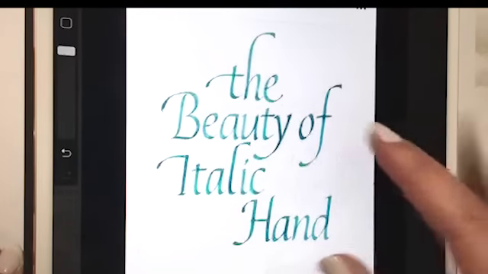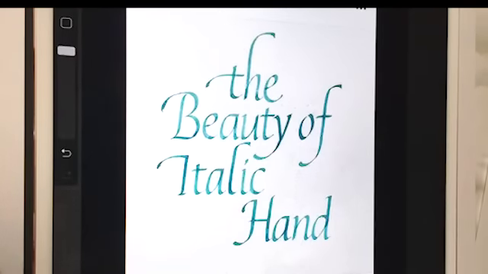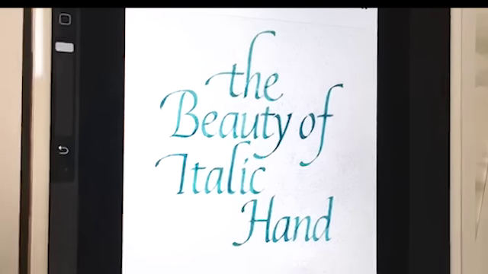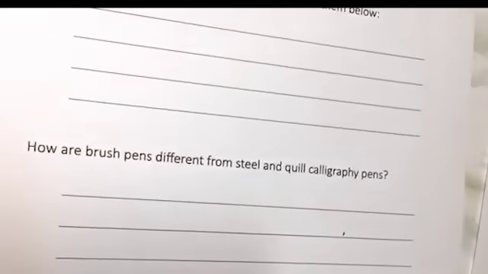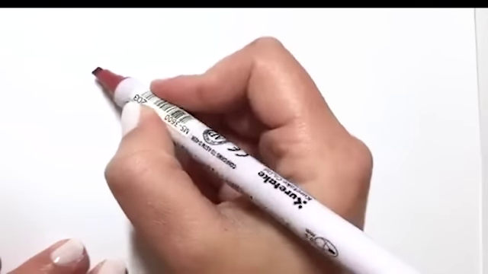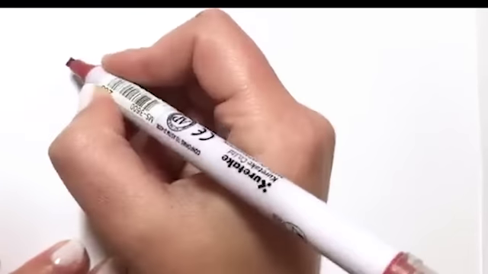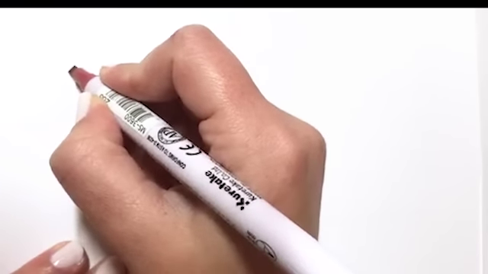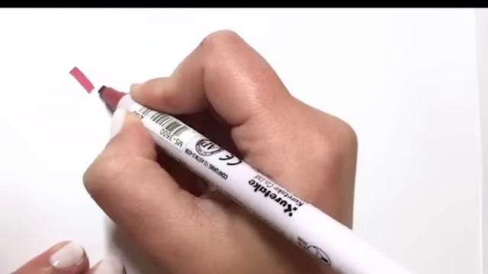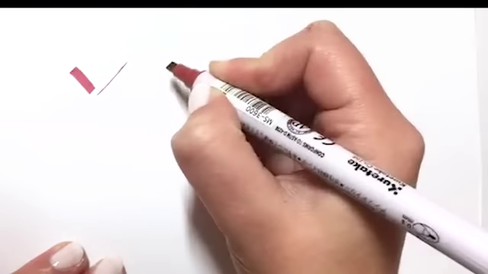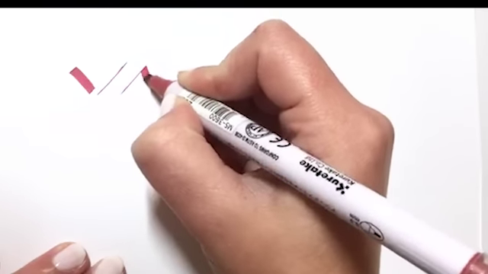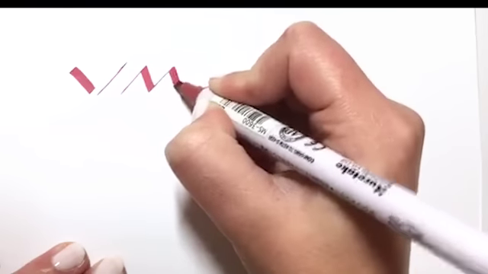So this script is called italic calligraphy, and it's created using what's called a broad edge pen. So I'm just going to get a piece of paper over here and show you what a broad edge pen looks like, just so that you can see. A broad edge pen looks like this. It's like a chisel tip, and you can create thick and thin lines based on the direction that you're drawing. So if I draw in this direction, it's a thick line. If I draw in this direction, it's a thin line. Okay, so this is how you create the difference between thin and thick lines using what's called a broad edge pen.